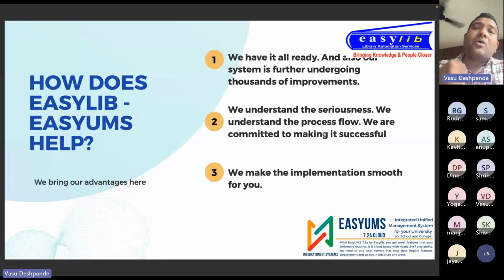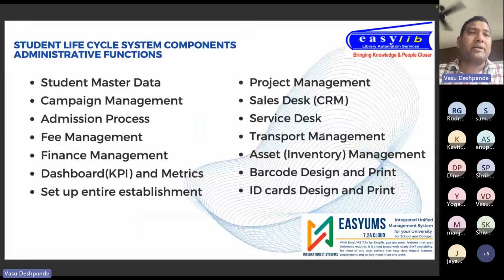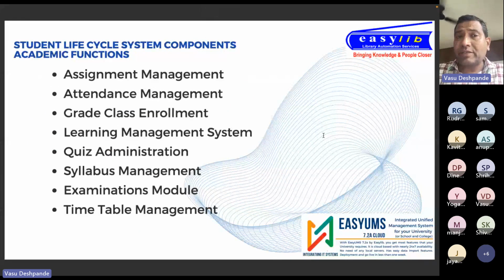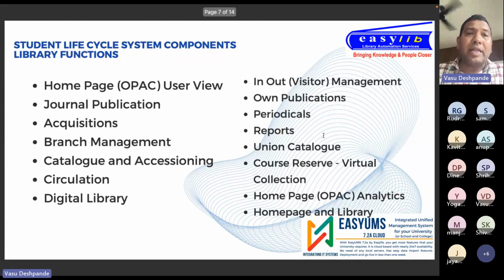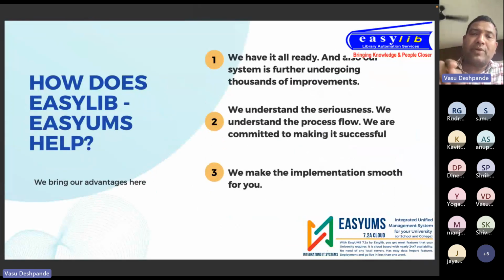So now what we have done is over the years, working with those librarians, working with the principals, working with the staff, working with the non-academic customers we have got, by looking at the tenders, the requests for proposals, meeting with potential customers, we have enhanced our system to cover the entire requirement of a student life cycle management system. So whatever I covered in the first 5 slides, that could be our student master data, the administrative functions, the academic functions, the relationship functions, the library function, system functions. All of them are covered in our Easy UMS, Unified Management System by EasyLab.